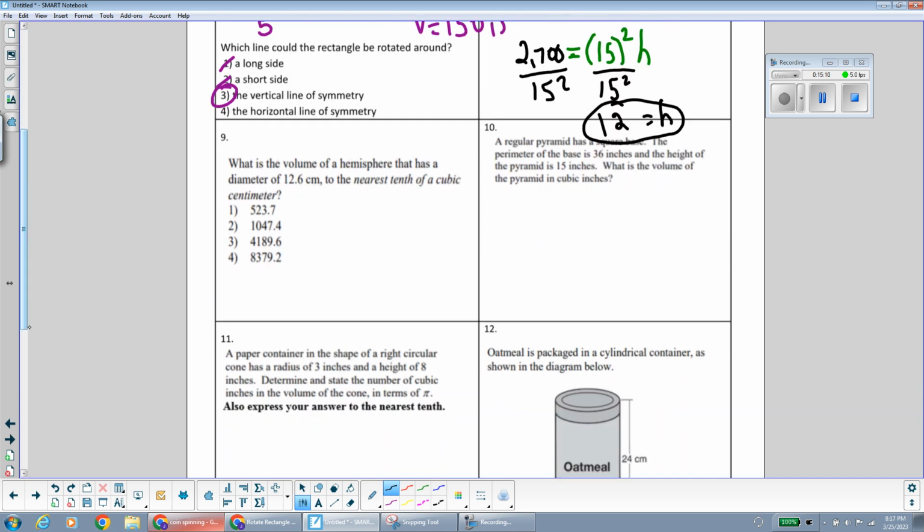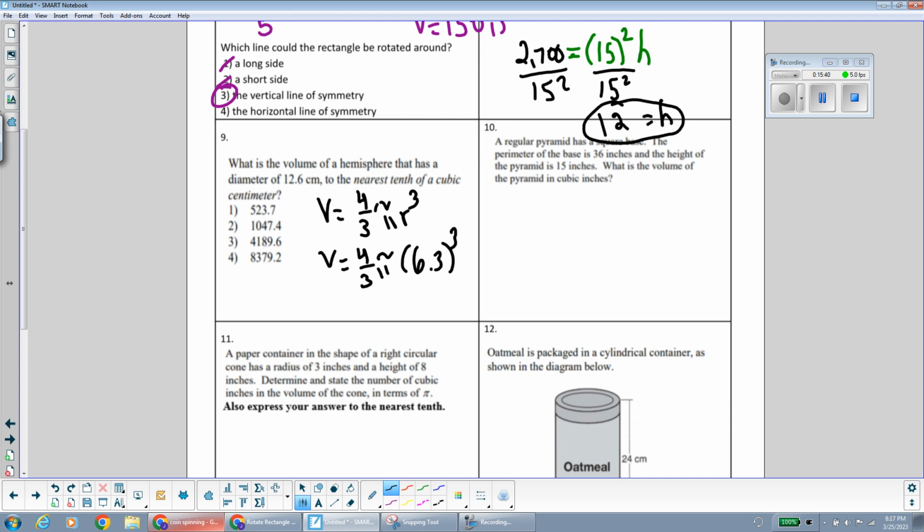Moving along, the volume of a hemisphere that has a diameter of 12.6. So a hemisphere is half of a sphere. So our formula is 4/3 pi r cubed. Let me find the radius. The radius is half of the diameter. So that's 12.6 divided by 2. So that is 6.3.